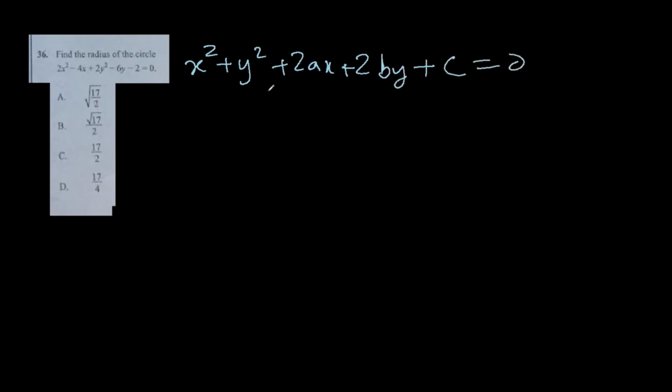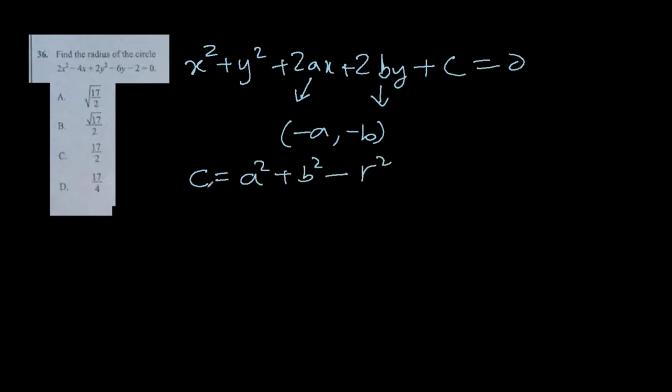In question 36, they are asking us to find the radius of a circle whose equation is given. So the general equation of our circle is x squared plus y squared plus 2ax plus 2by plus, let's say, c equal to 0. And this a and b represent minus a, minus b, the center of the circle, and c is made up of a squared plus b squared minus r squared.